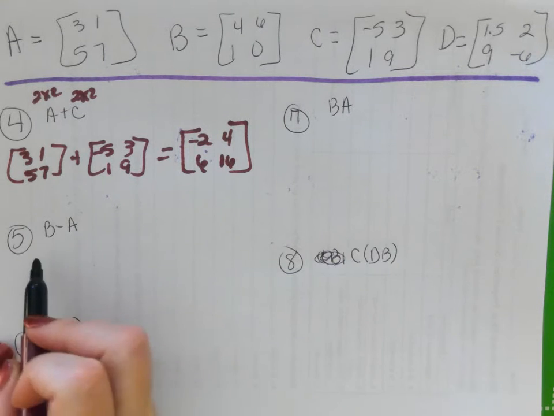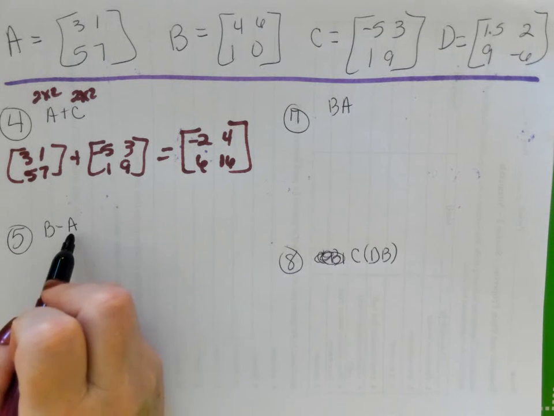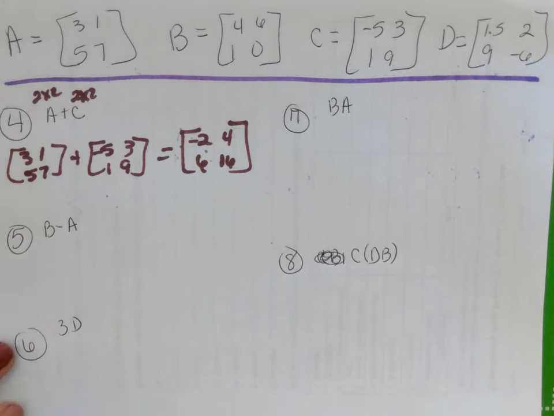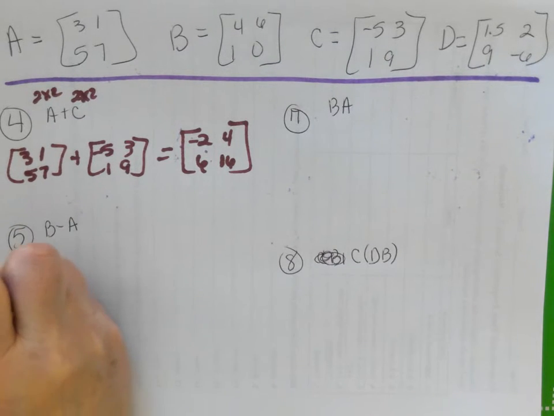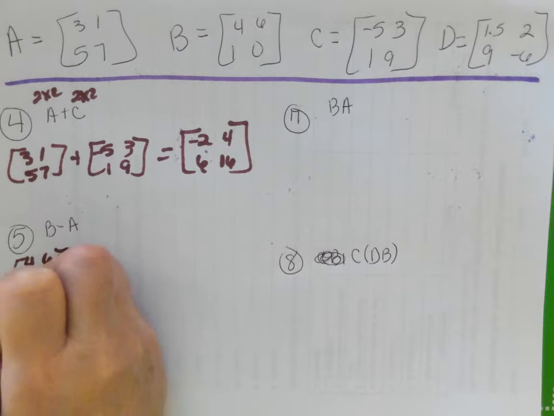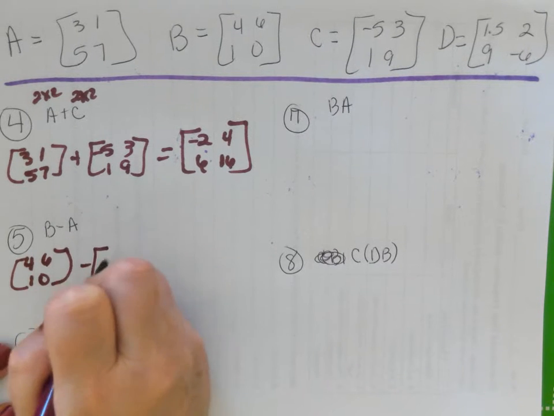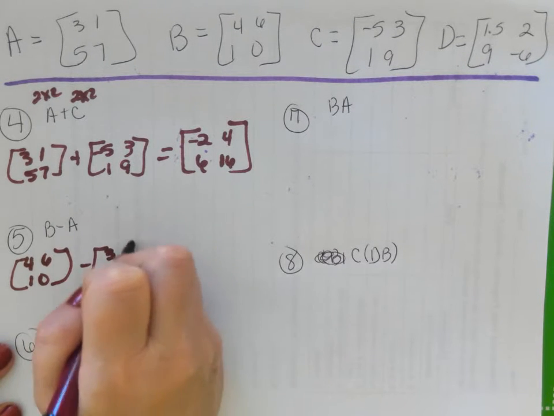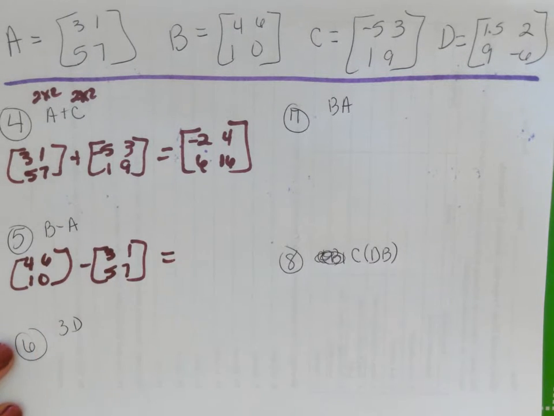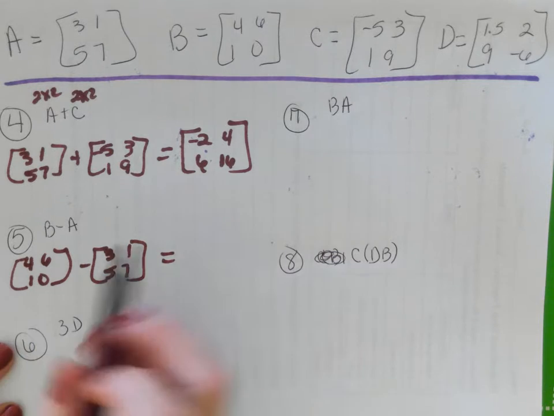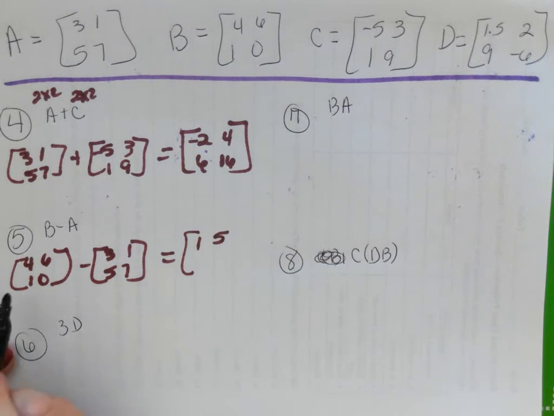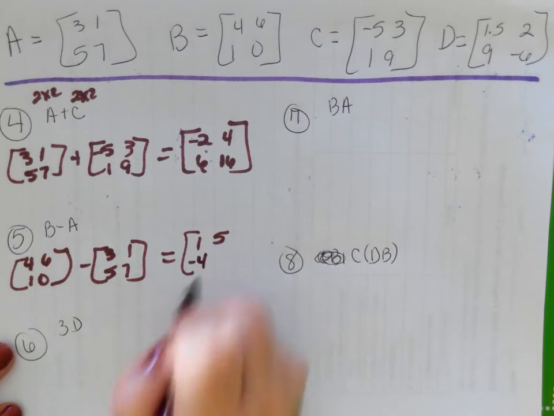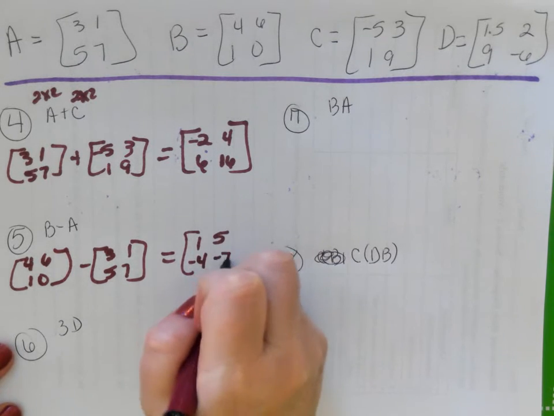The next one down here says take B and subtract A. Well, they're both 2 by 2, so we're okay. So B is 4, 6, 1, 0. A is 3, 1, 5, 7. We again subtract element by element, so 4 minus 3 is 1. 6 minus 1 is 5. 1 minus 5 is -4, and 0 minus 7 is -7.